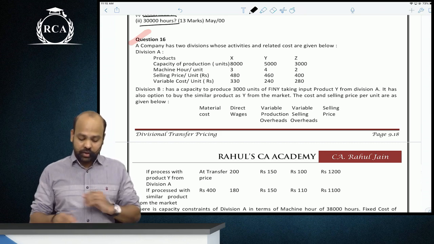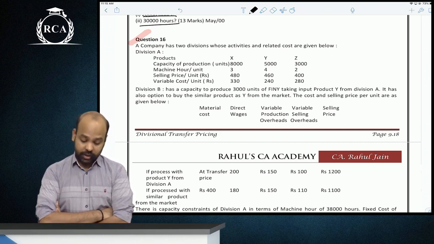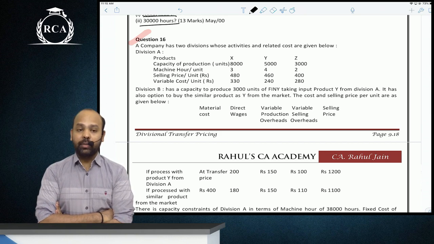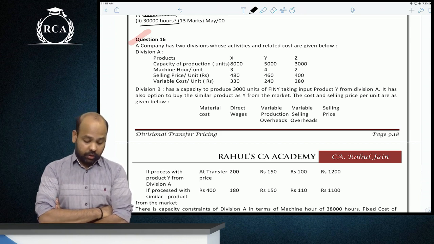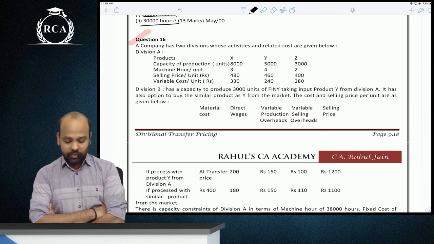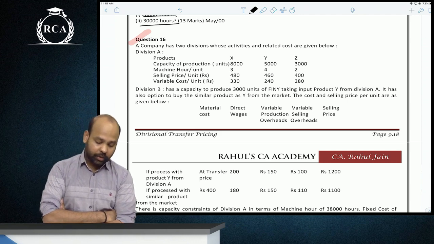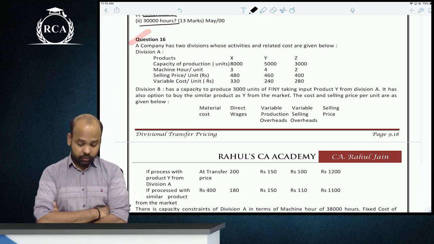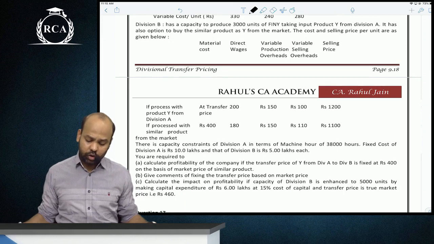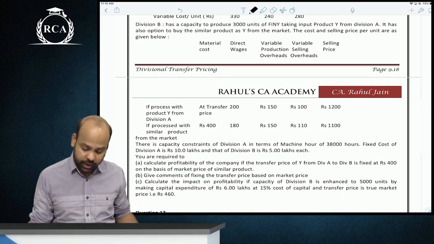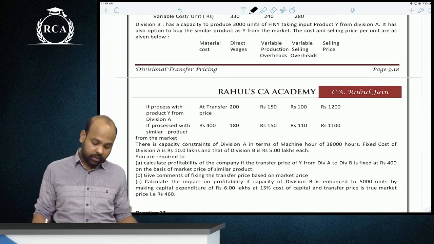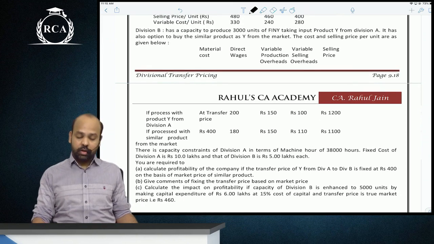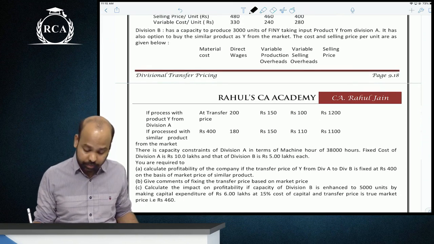Division B has a capacity to produce 3,000 units of FinY, taking input product Y, beta, from division A. It also has the option to buy a similar product as Y from the market. The cost and selling price per unit are as given below. Material cost, direct wages, variable production overheads, variable selling overhead, selling price. This is, beta, for division B, guys.